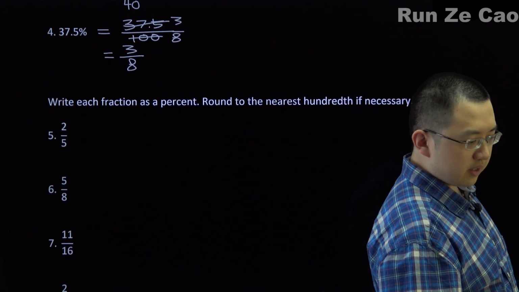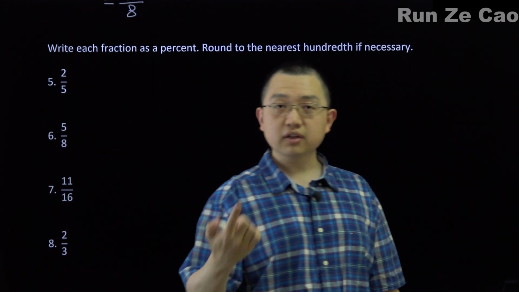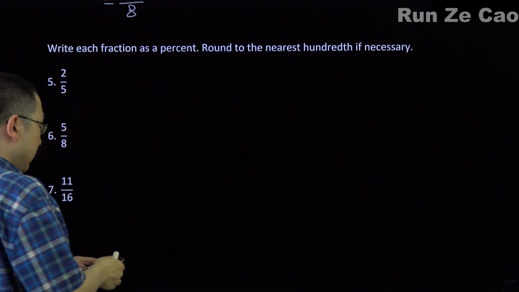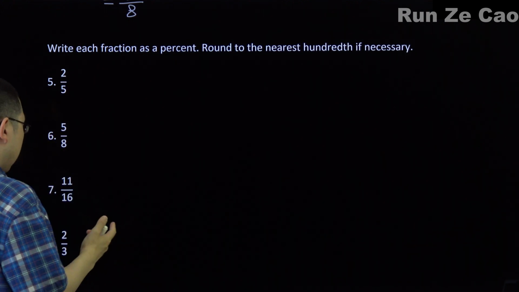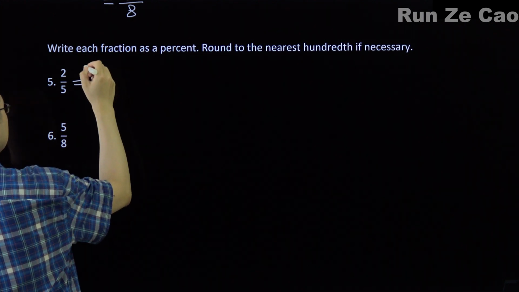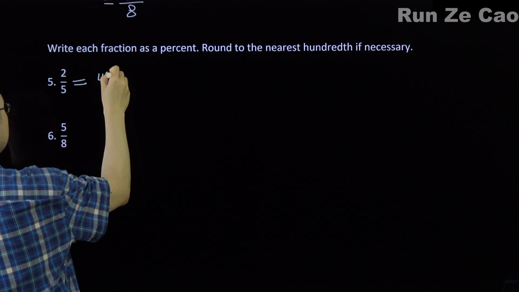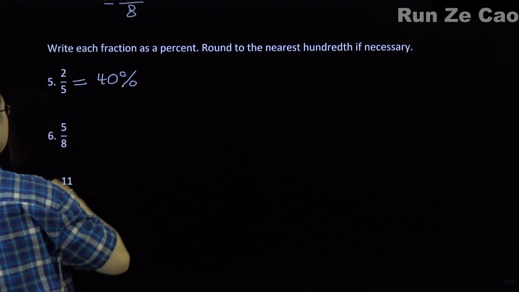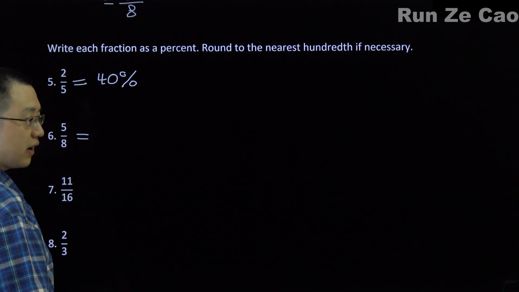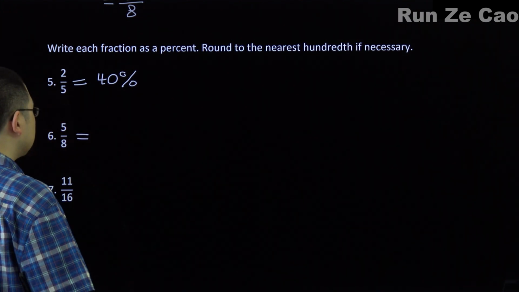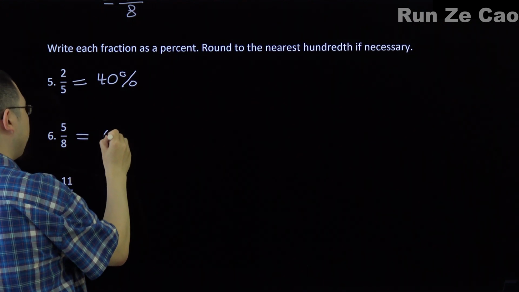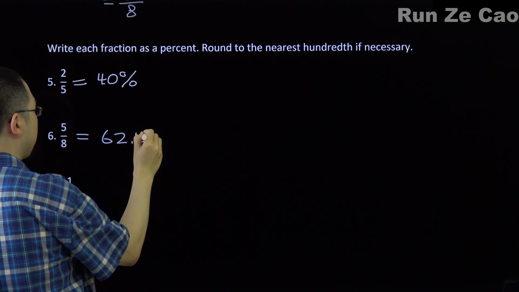Well, let's write each of these fractions as a percent and round to the nearest hundredth if necessary. 2 over 5. You don't need a calculator for this one because 2/5 is just 40%, or 0.4, 40%. 5 over 8. Well, 1/8 is 12.5%. So if you didn't remember that, you might use a calculator here. You get 0.625, which is 62.5%.